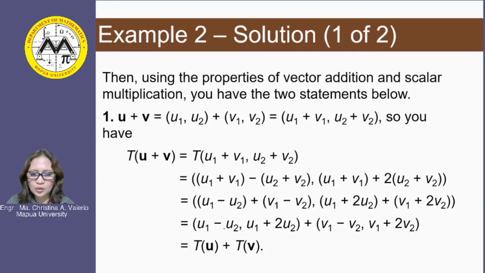Note that (u1 minus u2, u1 plus 2 times u2) is simply the image of u, and (v1 minus v2, v sub 1 plus 2 times v sub 2) is just the image of v, and hence we were able to prove that T of u plus v is just T of u plus T of v.